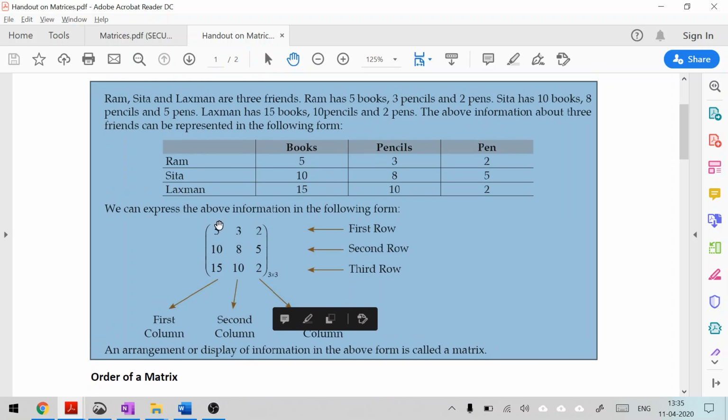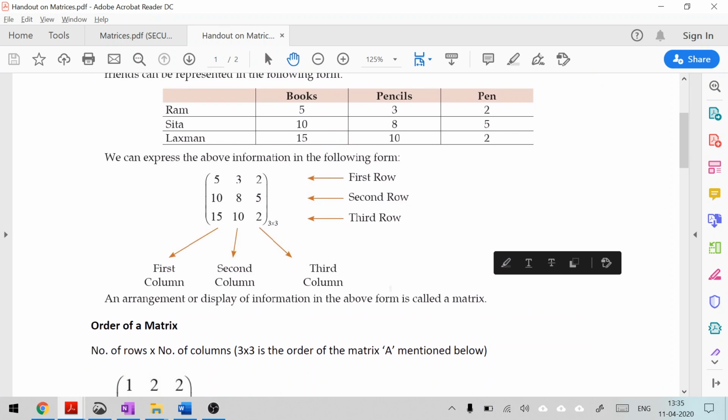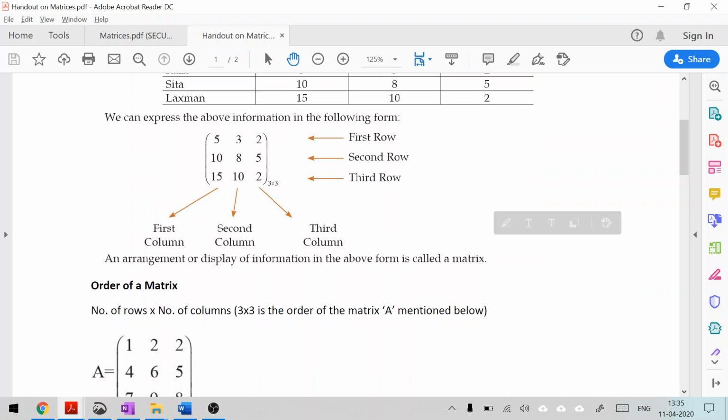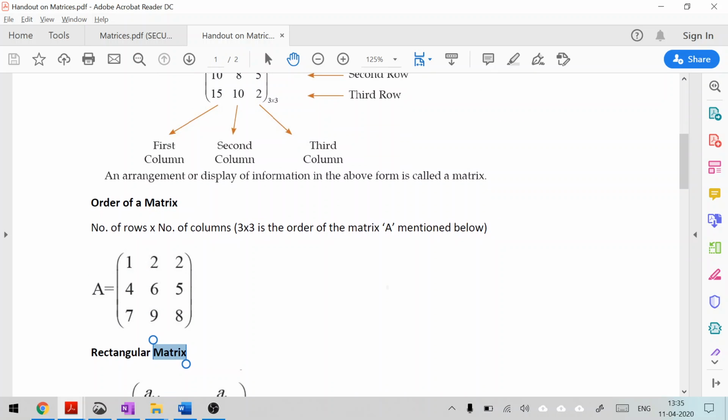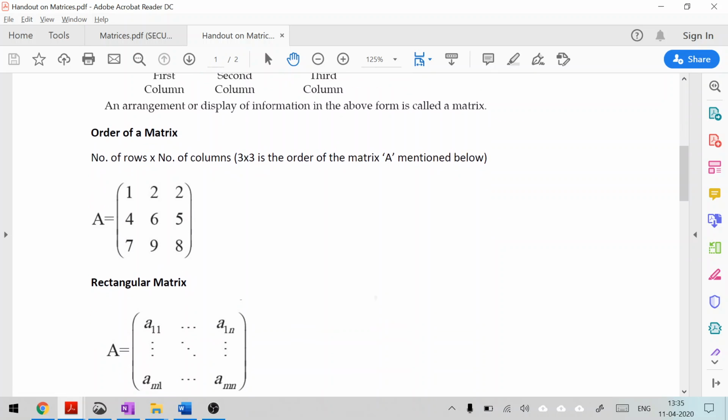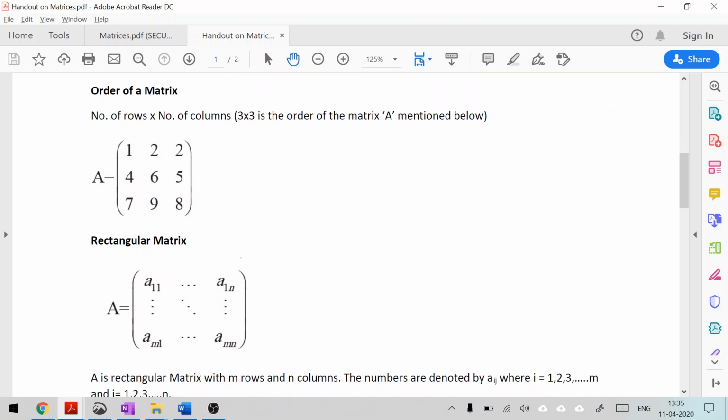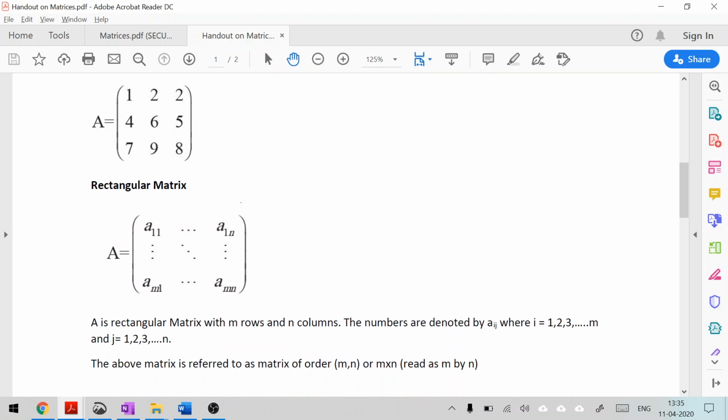So row 1, row 2, row 3. The second number denotes the columns. So M into N is called the order of the matrix. In the above case, 3 into 3 is the order of matrix A, which is mentioned here. Is it clear? The order of the matrix is nothing but the number of rows into the number of columns. So we have 3 rows and 3 columns here. Next we come to the rectangular matrix. What happens in the rectangular matrix?